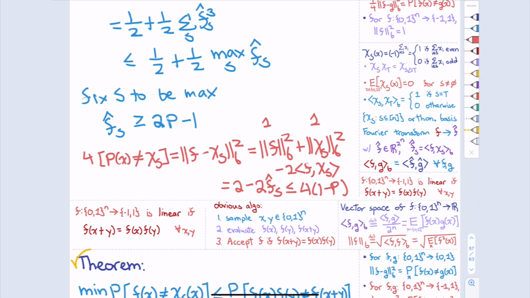So finally, we showed that the probability that, I don't know what I was writing there. It should be the probability that f of x is not equal to chi S of x. I didn't write of x. That is at most 4 times 1 minus P, which will cancel out the 4s. So finally, we get the probability that they're unequal is at most the probability the test fails. And that was the theorem statement, which ultimately also shows that all linear functions are parity functions.